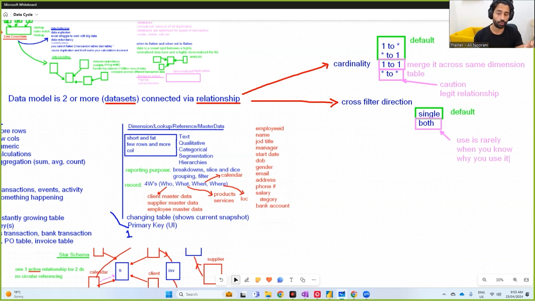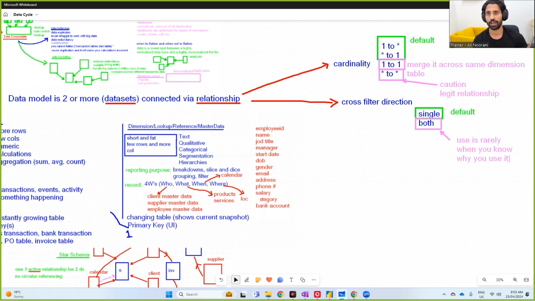When you start to use both as a default relationship, it opens up your model for a lot of circular referencing down the line. Because now every table is talking to every other table. My fact table can filter dimension and my dimension can filter me back. So when I start to connect multiple tables like this, it gives you a lot of problems of circular referencing. You cannot connect more tables because now every table can talk to each other. So use it really when you know why you are using it.